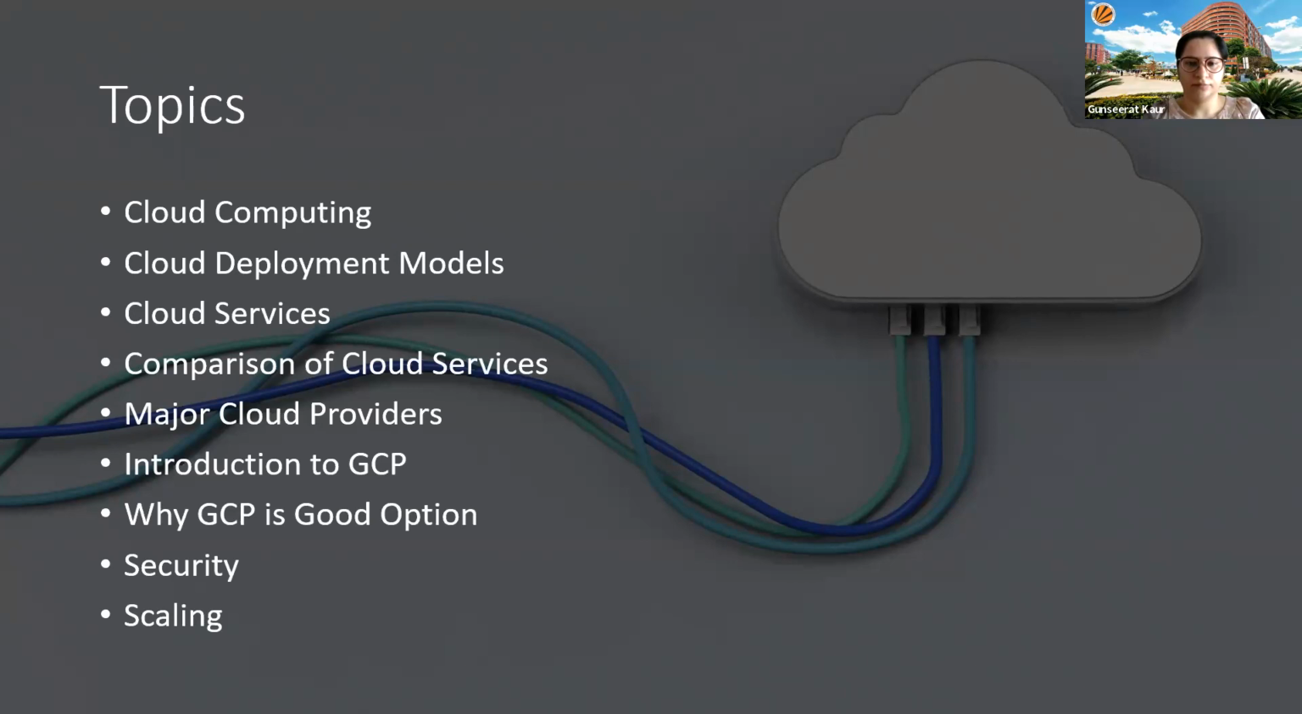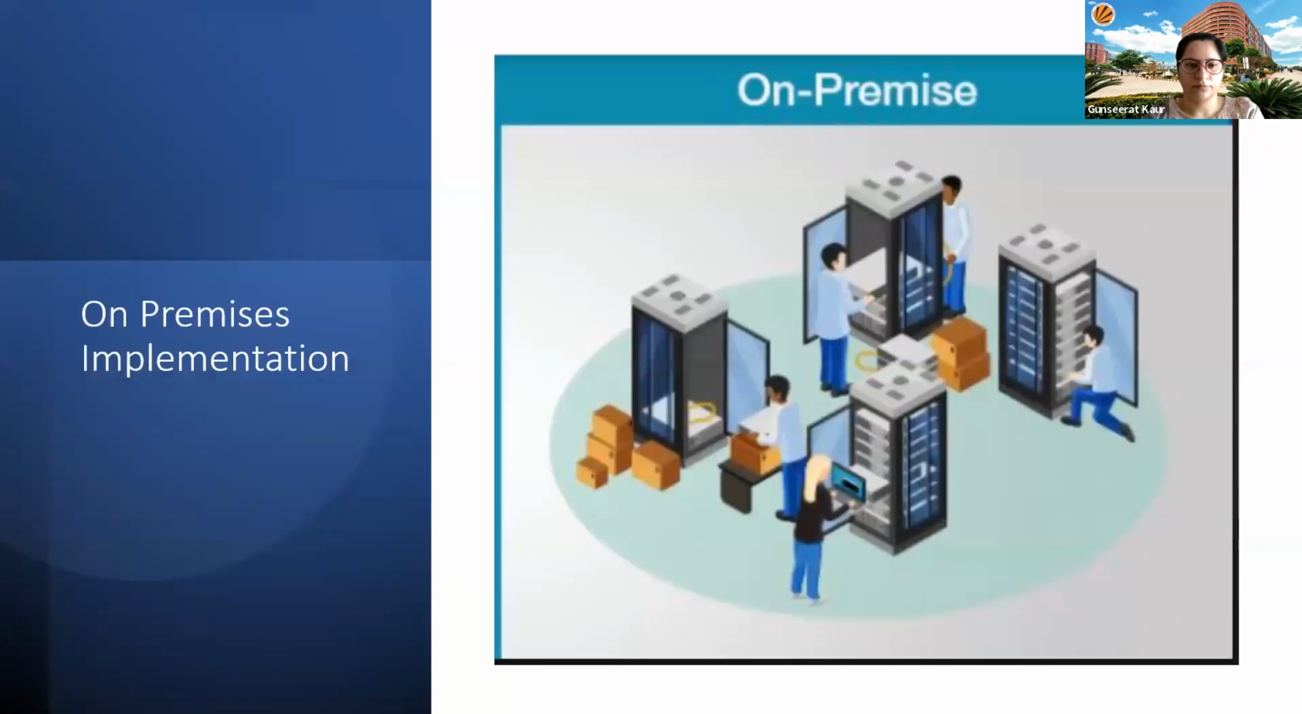Then we're going to talk about some of the use cases which have been used by one of our clients as a project. Then we talk about security and scaling. When we talk about putting something in some other place, the major concern comes to security. So we're going to talk about the security aspects, and then finally we're going to talk about scaling, how it will be capable of providing the resources as and when needed. So let's talk about the on-premise implementation.